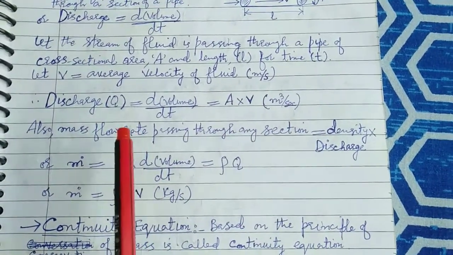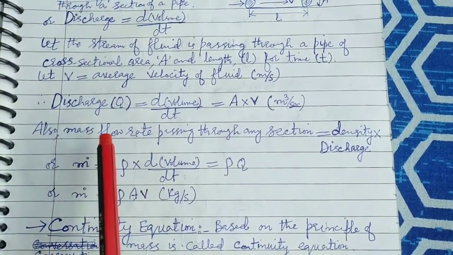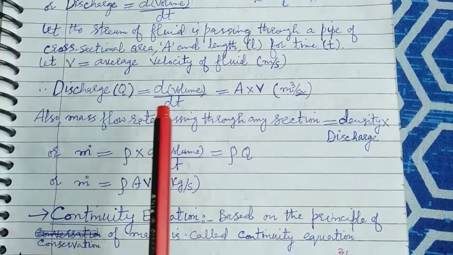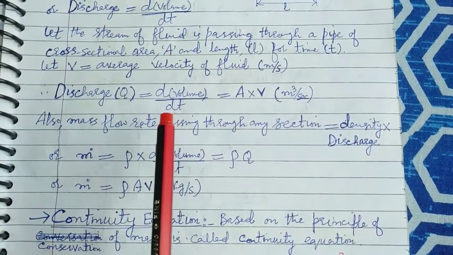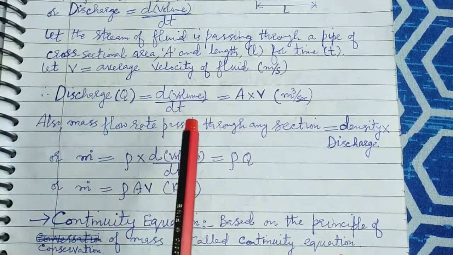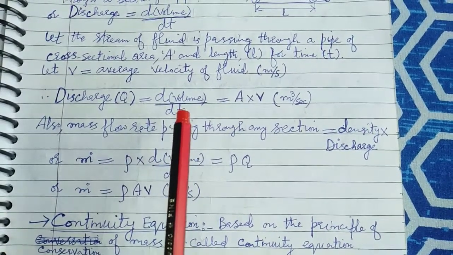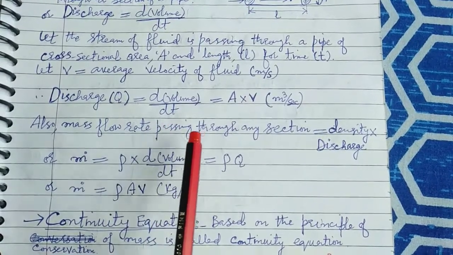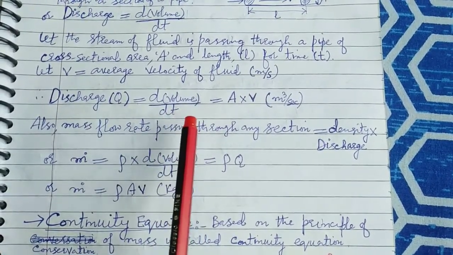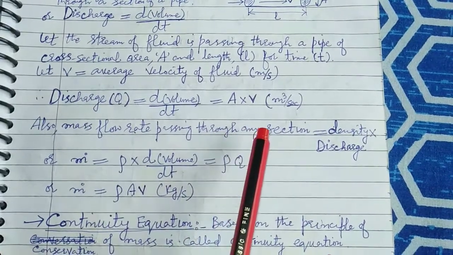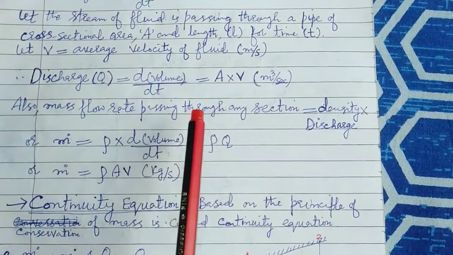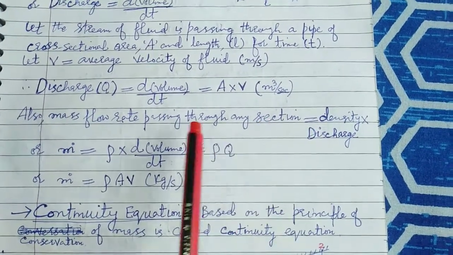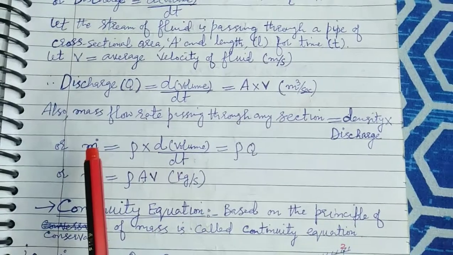Okay. In the same way, we can calculate the mass flow rate as well. Since, as you know, density is equal to mass per unit volume, mass will be equal to density into volume. So if we want to find the mass flow rate, we have to multiply the discharge, that is the volume flow rate, by density. So we can say the mass flow rate through any section is equal to density into discharge. Okay. Mass flow rate is designated by m dot.